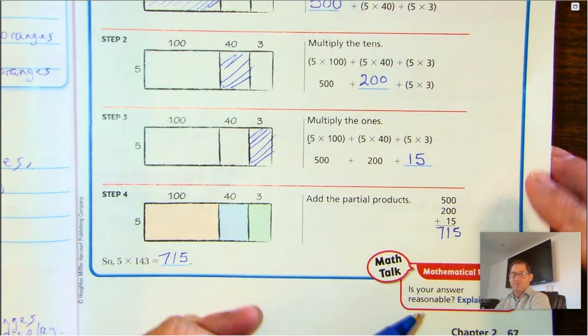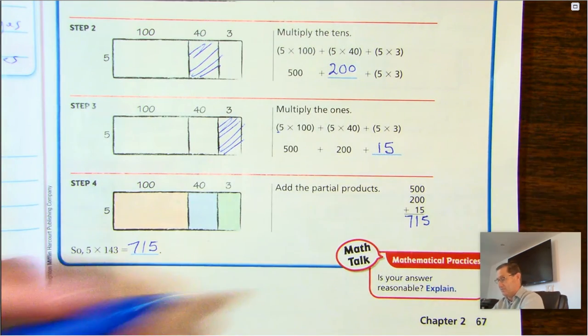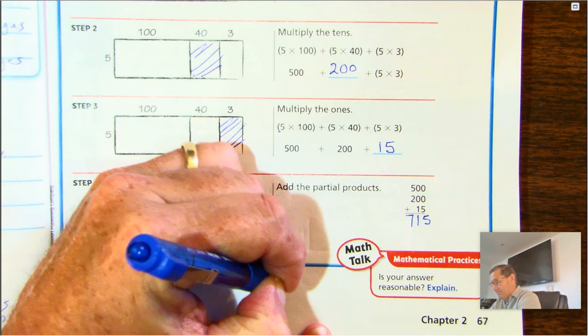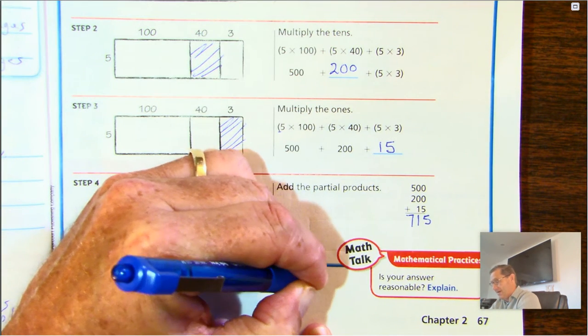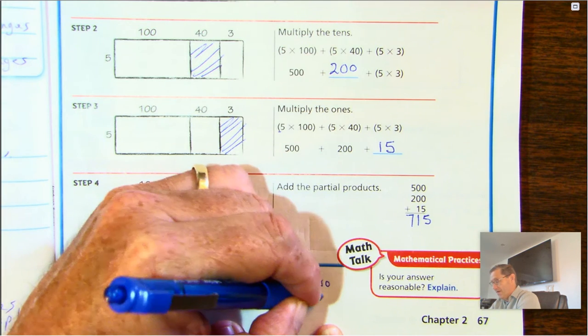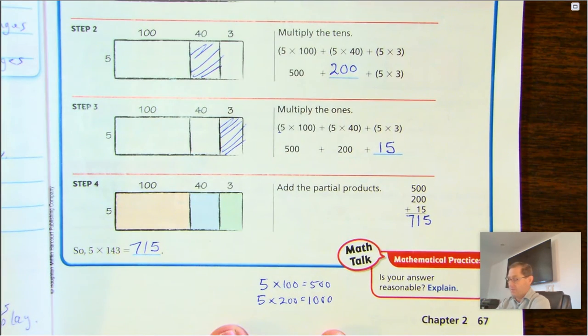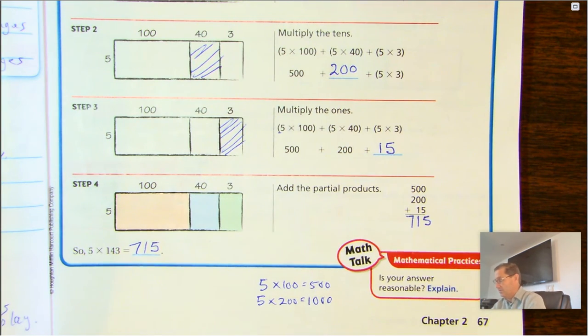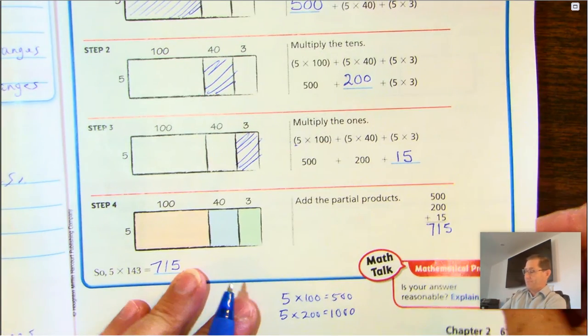Is your answer reasonable? There's a question down here. Is our answer reasonable? Let's see. Well, 5 times 100 is 500, and 5 times 200 is 1,000. So our answer should be between 500 and 1,000, and it is. So that's reasonable.